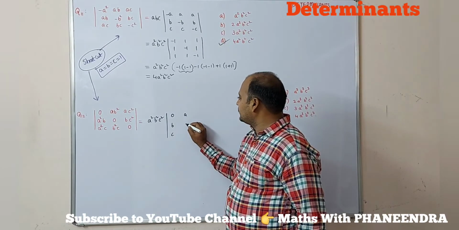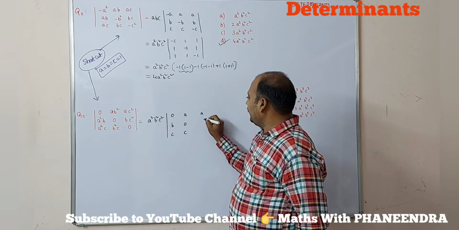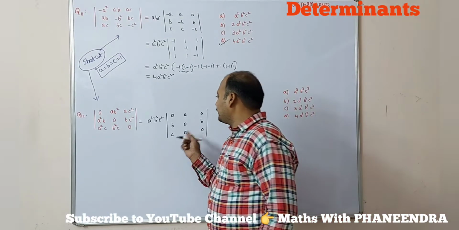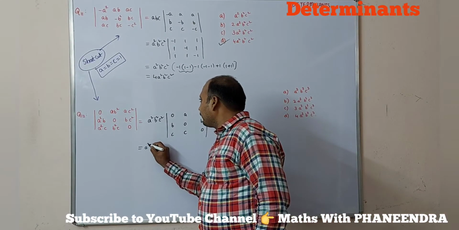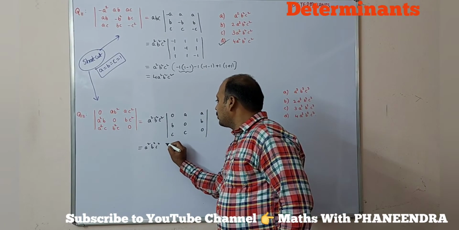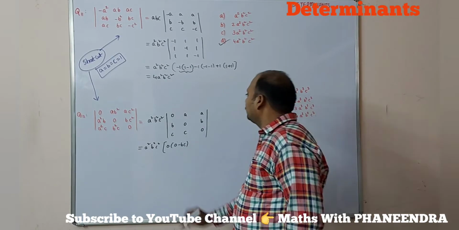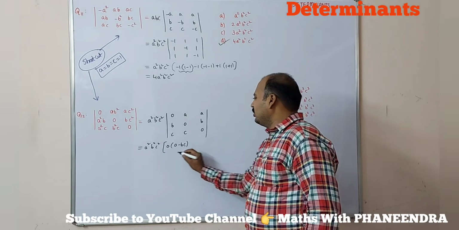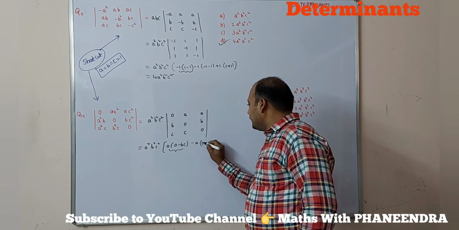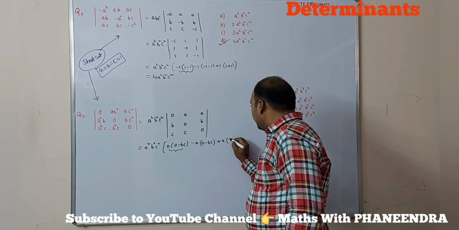Here, a², b², c², and here 0, a, b, 0. A normal expansion of the determinant you should do here. Here, 0 into (0 minus bc), 0 into 0 is 0. Minus a into (0 minus bc). Plus a into (bc minus 0).